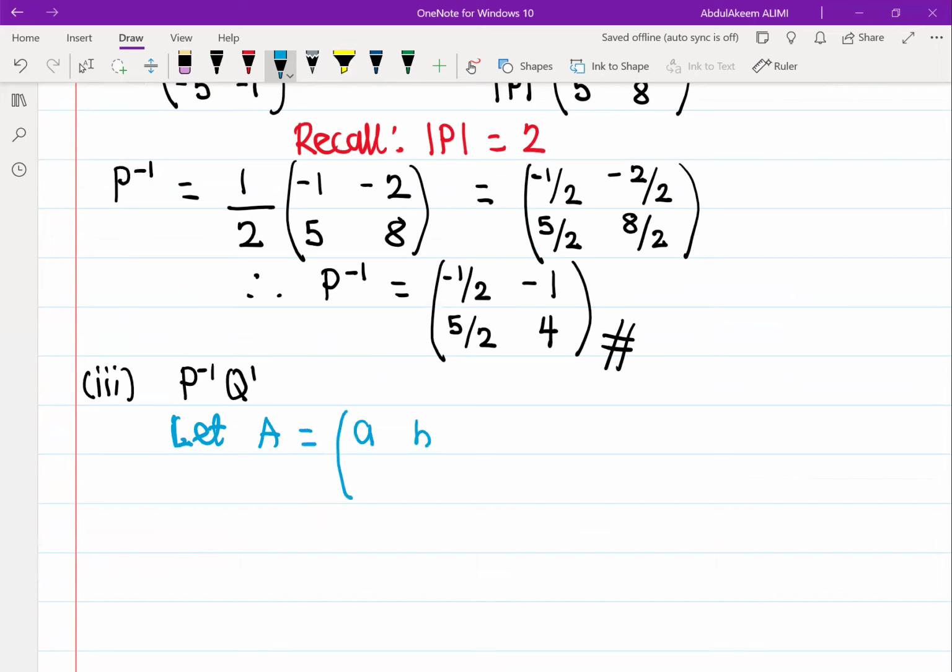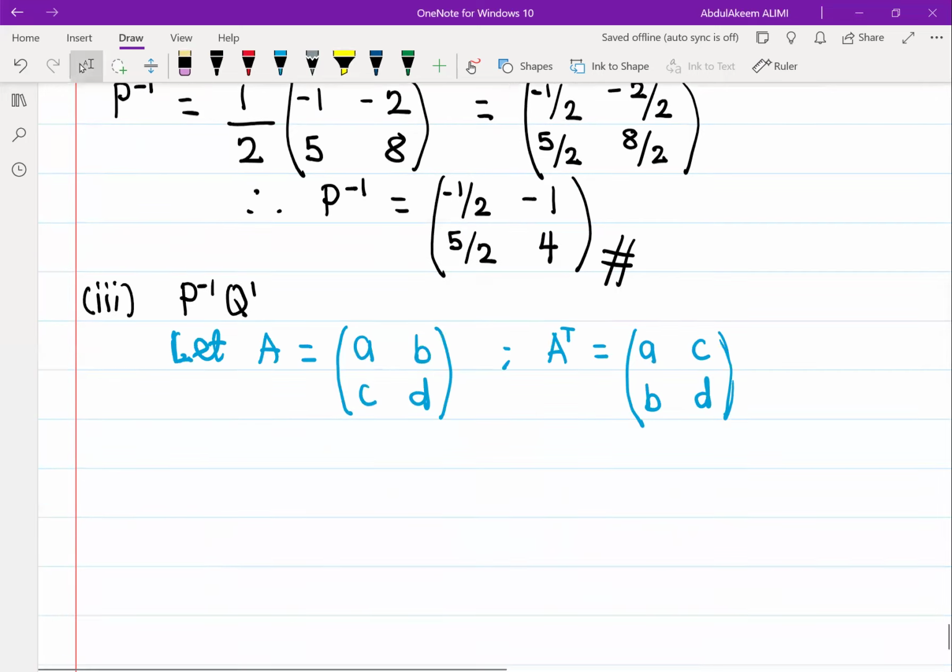A, B, C, D. So how do I get the A transpose or A prime? That means I'll just change the rows to columns. This will now become A, B, C, D. Taking note that the first and the last element still maintain their position.